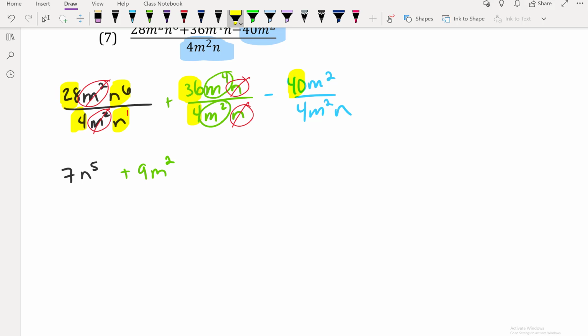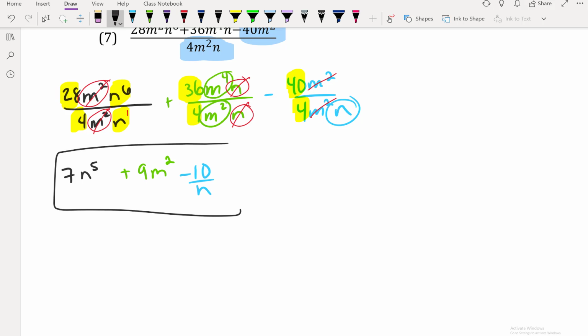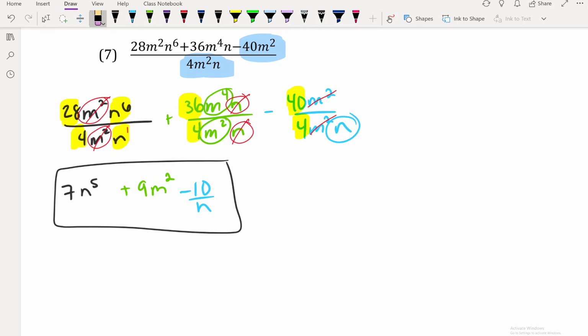Now I want to move over to that last fraction. So now I have a negative 40 being divided by 4, which is going to give me a negative 10. And of course, I see the m squares are exactly the same in numerator and denominator, so they cancel out. But I can't forget this n that I have in the denominator. So I need to keep that n in the denominator as part of my final answer. And so that is how I end up with my 7n to the 5th plus 9m squared minus 10 over n.